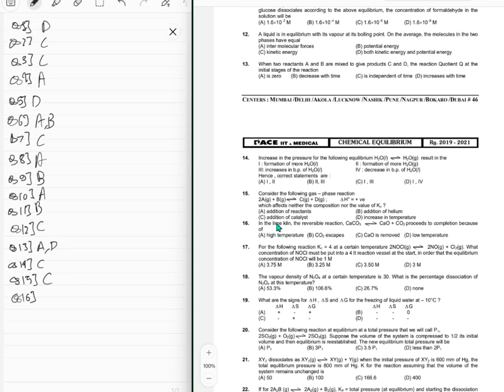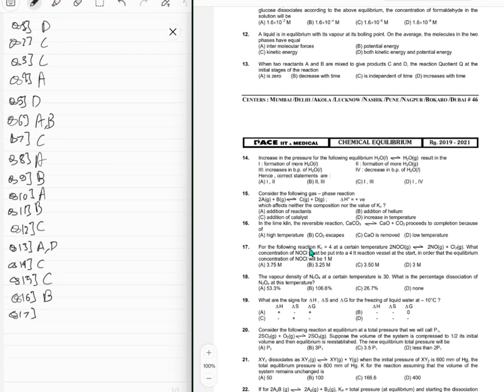In the lime kiln, the reversible reaction proceeds to completion because of, sorry, it's because of the CO2 removal, of course. CaO is removed, CO2 escapes, right? What else could be the thing? So I think it's B.